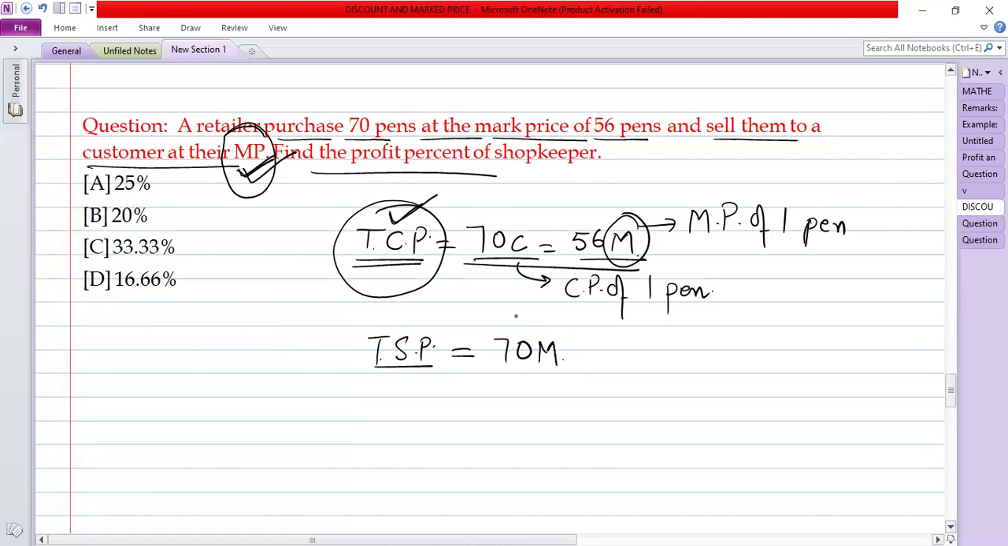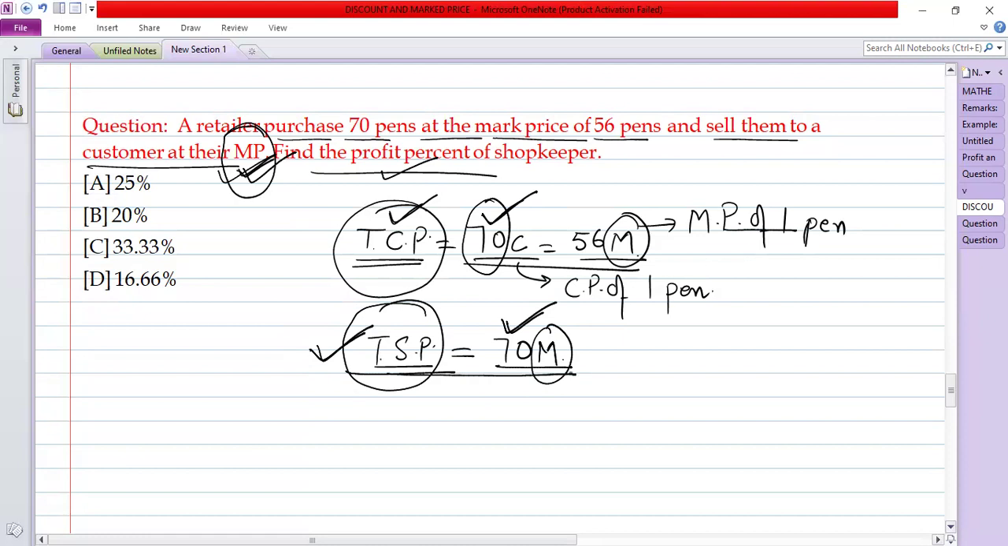So here obviously we have to calculate the profit percent. So we have to calculate the total selling price for all the 70 pens. Okay, meaning whatever number of pens he has purchased, we have to calculate the total selling price corresponding to the total number of pens purchased. Obviously, the total selling price will be 70M. Okay. So here M is the marked price of 1 pen and he's selling at the marked price itself. So this is the total selling price.